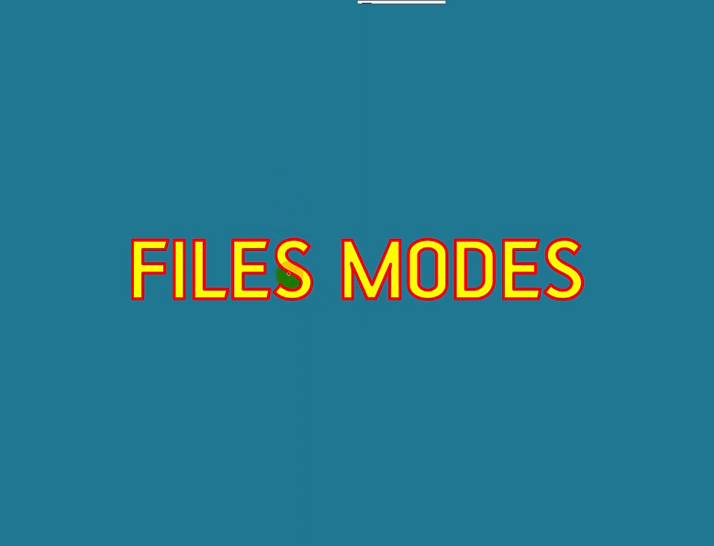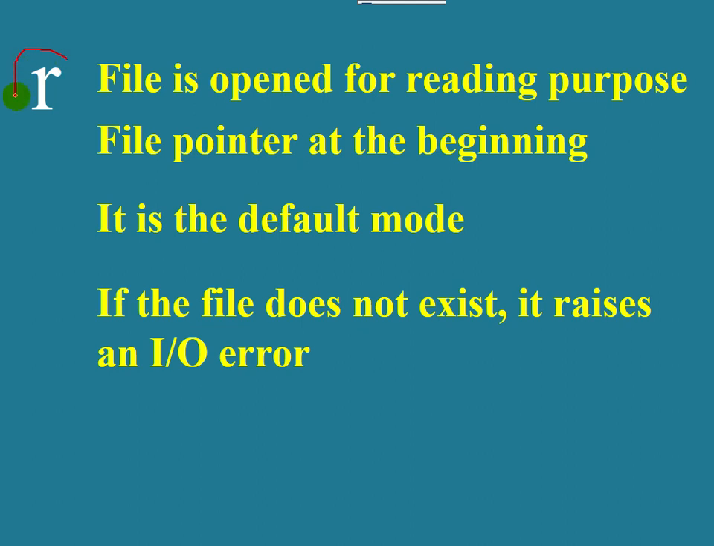Now let me sum up the topic on file modes. The first one, file mode R. When you make use of the open function, if the second argument is R, it means the file is opened for reading purpose. This is the default file mode, which means when you use the open function, if the second argument is not written, by default it is R.